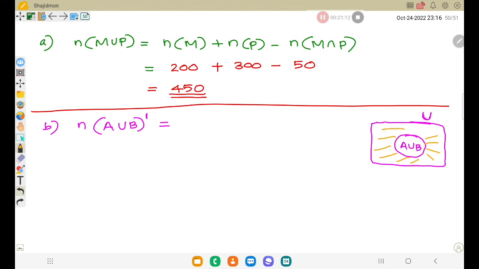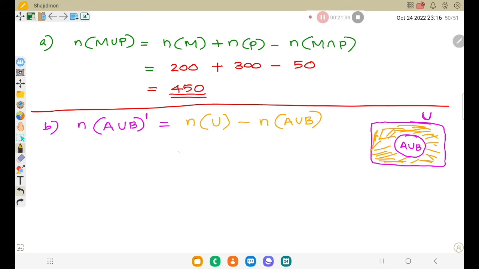How do we calculate this portion, the A union B complement portion? Simply you can apply your logic: number of universal set minus number of A union B. That is the meaning of number of A union B complement, correct? From the complete part, delete the A union B part, so that you get this shaded part, number of A union B complement.